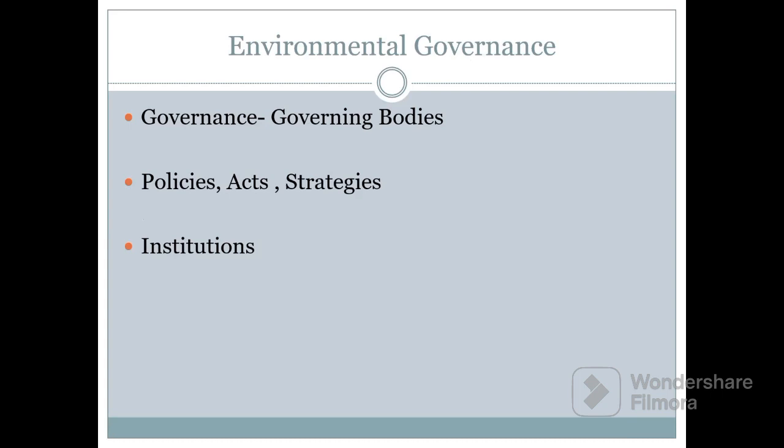Sixth chapter is about environmental governance. Means in this chapter we study about the environmental governance structure, which bodies are working for environment, what are the rules, acts, and regulations that govern the human behavior in link with environment, and policies, acts, and strategies like national climate change policy, like national safe drinking water policy, and strategies like solid waste management, and the institutions who are doing legislation.